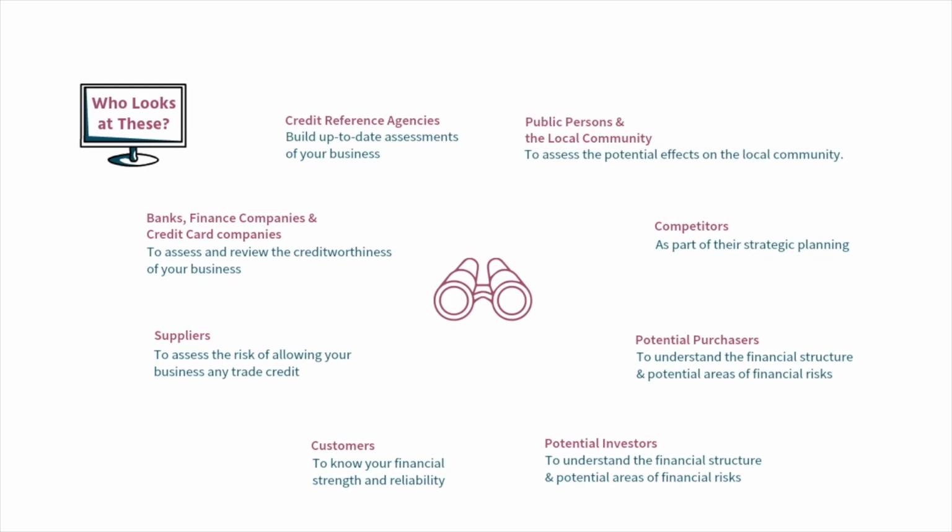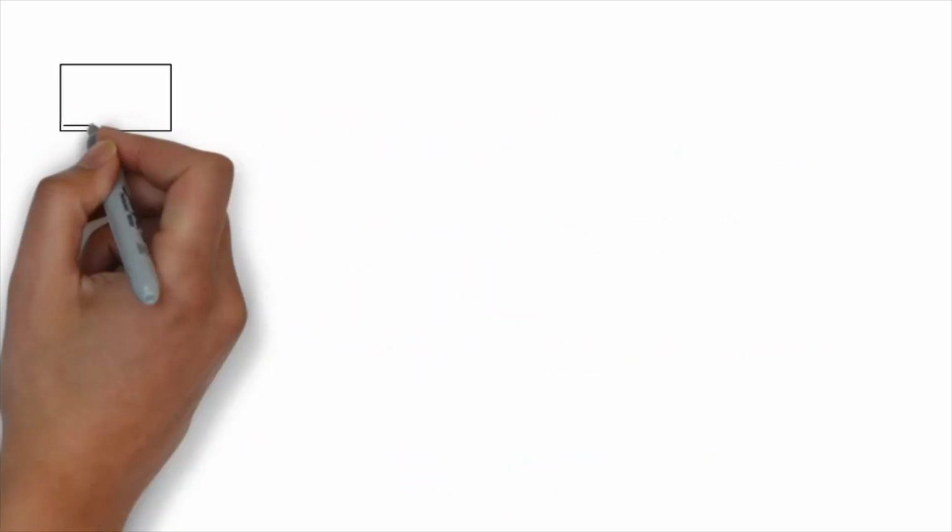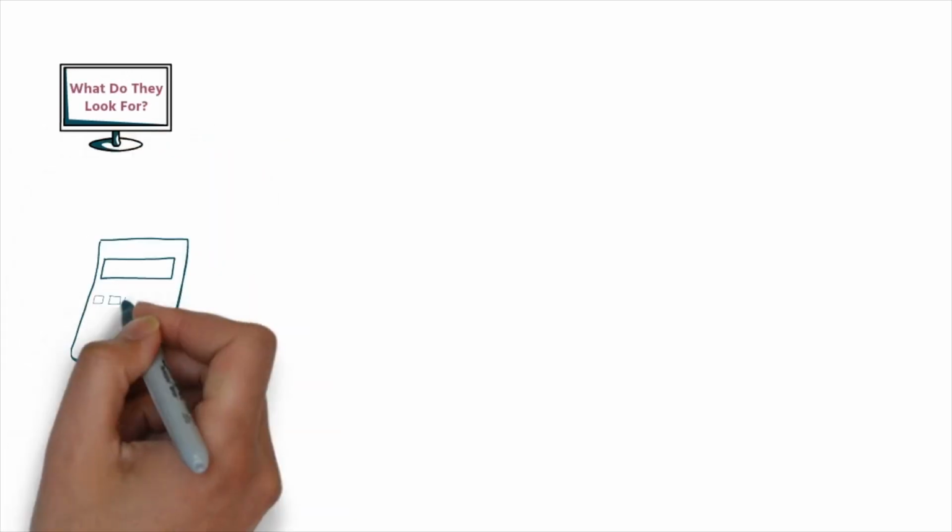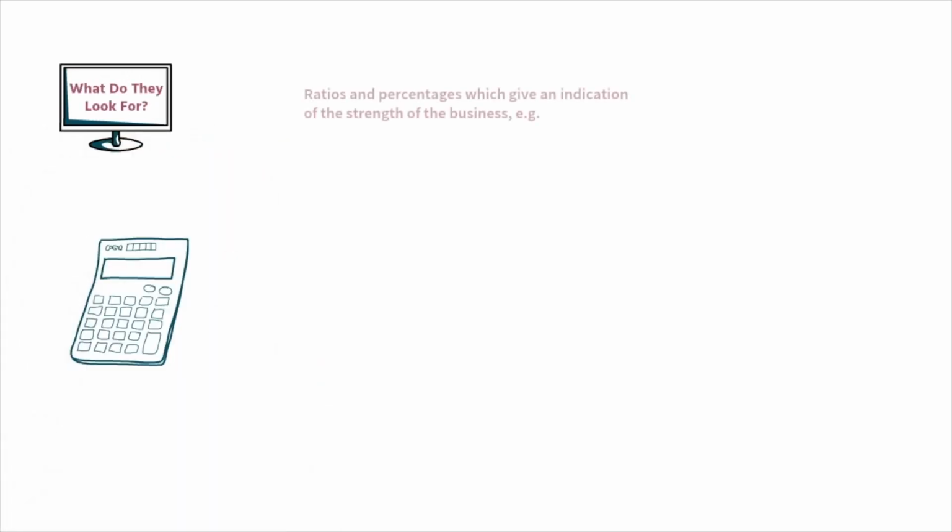From the accounts, financial analysts calculate a series of ratios and percentages which give an indication of the strength of the business's balance sheet. For example, looking at how the business could survive a crisis or a challenging trading period financially, whether or not the business has sufficient working capital to grow, whether or not the business can afford to repay potential loans if agreed.